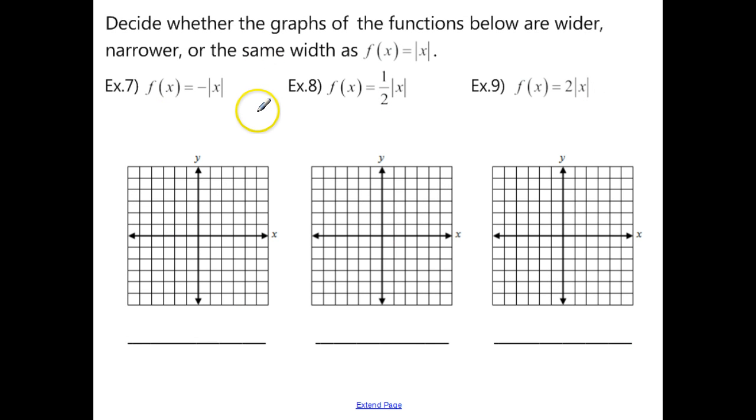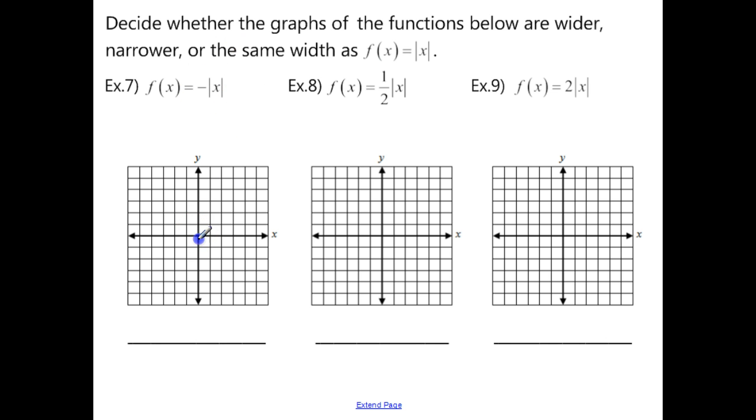In this set of problems, we need to decide whether the graphs of the functions below are wider, narrower, or the same width as f of x equals absolute value of x, the parent function. So this first one, it looks almost exactly the same. It's just going to be reflected downwards.